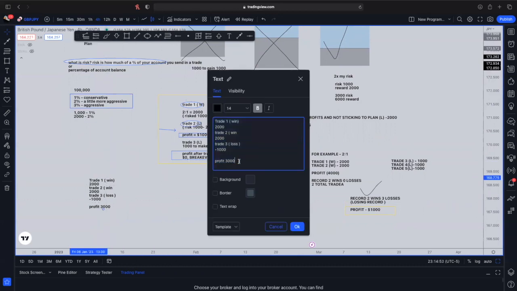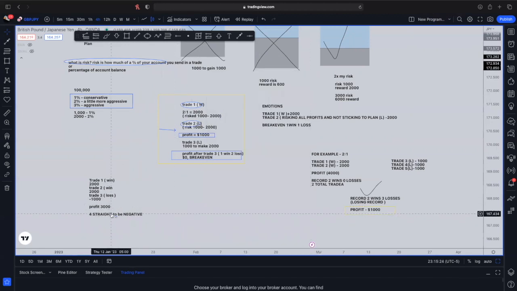Guess what? For us to be negative, I hope this makes sense, for us to be negative on the week, we would have to lose 4 straight. 4 straight to be negative. Okay. The purpose of this course is to help us be profitable. Us losing 4 straight probably won't happen. So this is also the beauty of risk management.